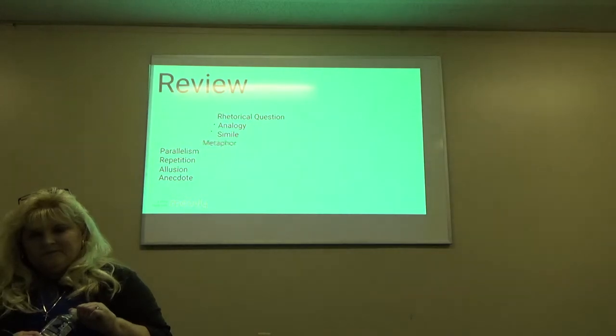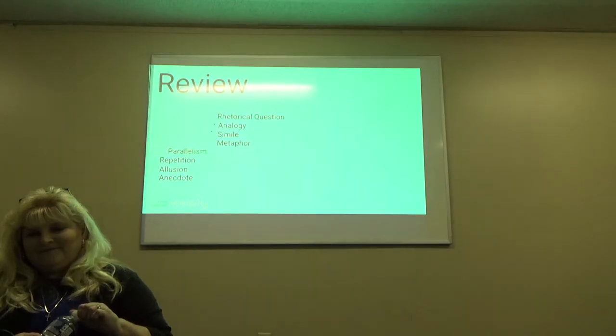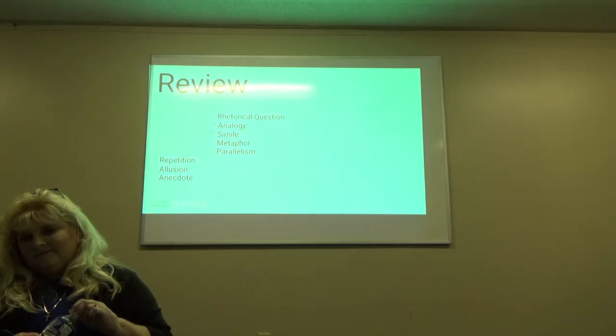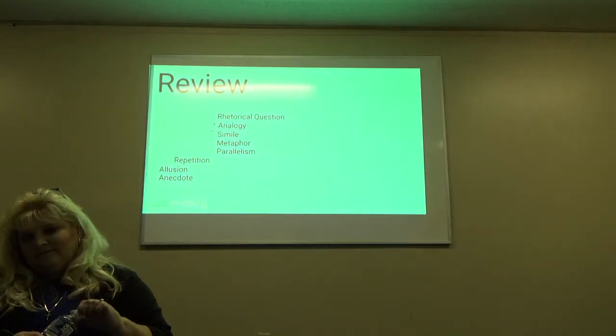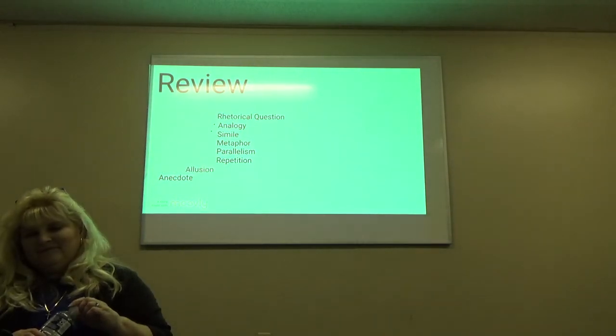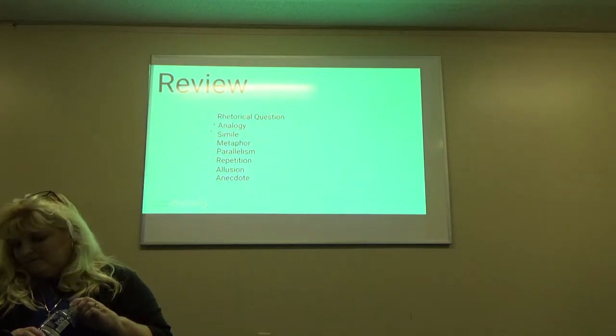Number 4, a metaphor is a connection between two objects that makes them sound like they are part of the other. Parallelism is where you use similar phrases or sentence parts to emphasize a point. Repetition is where you use a repeated word or phrase to help the reader focus on an idea. Number 7, an allusion is where you reference an important event, person, etc. for a specific reason. Number 8, an anecdote is a short story that you tell to make an audience agree with your view.